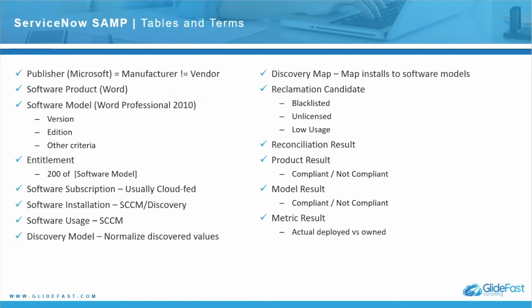Within that reconciliation, you'll have the product, which is that higher level. The product is going to either be compliant or not compliant based on what's underneath it, which is the model results. So again, we might have 4, 5, 6 different models that roll up to a product, and each of those models can also be compliant or not compliant. And then underneath that, for each model result, there is a metric result, which is how we measure the software that is installed. And those are going to give us numbers. Those are going to tell us what is actually deployed versus what is owned and actually distributed out.